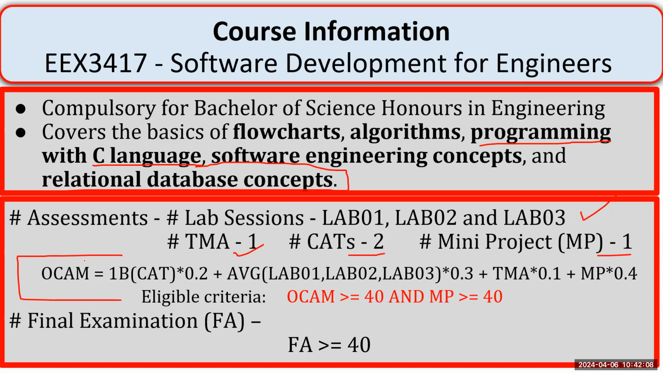Then the OCAM, which is the mark you will get in order to be eligible for the final exam. As I said earlier, there are 2 CATs. We take the best CAT mark out of the 2 and multiply it by 0.2. Here you can see it is 0.2.